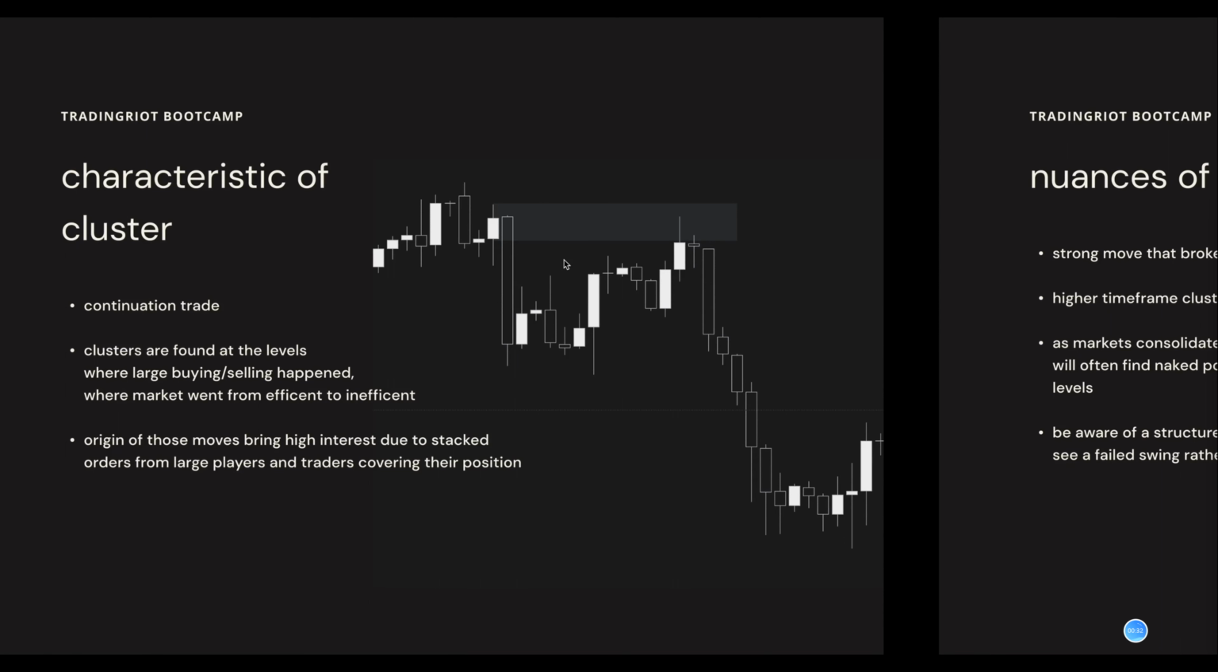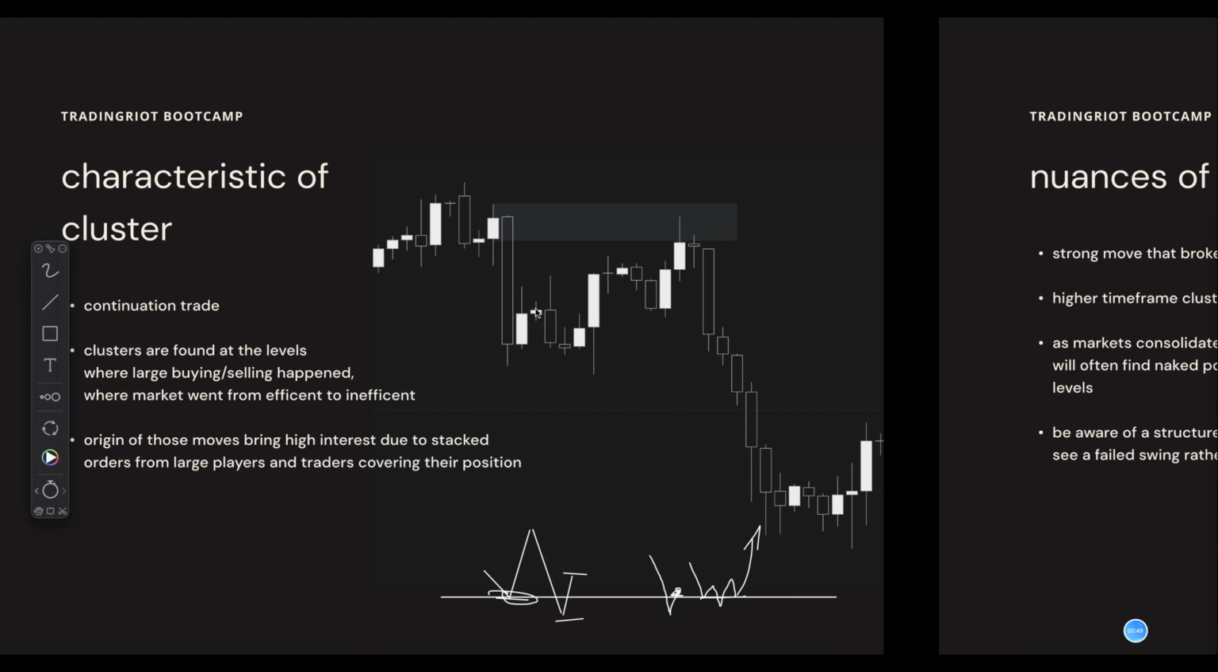You can see it here on this example. You had this sort of consolidation, the market sold off sharply from there. Once we revisit the level, we continued with selling. The origin of those moves brings new high interest due to stacked orders from large players and traders covering their positions. I talked about this.